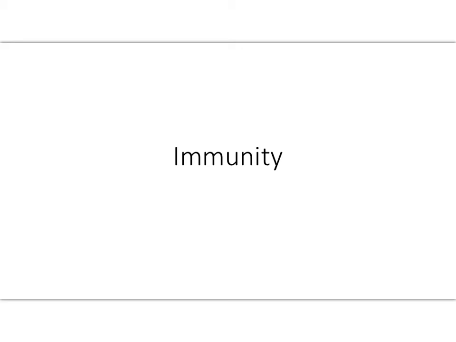Hello everyone, and welcome to our first lecture on immunity. If you look in your textbook, you will see that there are 2 chapters on the immune system, and the reason for that is because there are 2 main divisions of the immune system. And in this chapter, we will cover the first division, which is called the innate immune system.